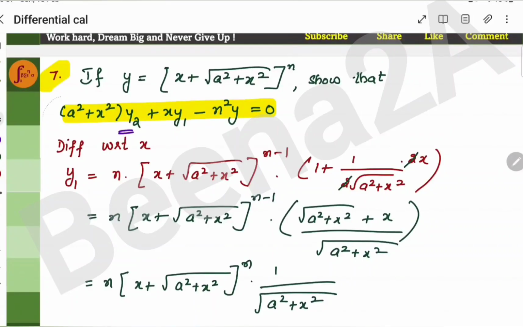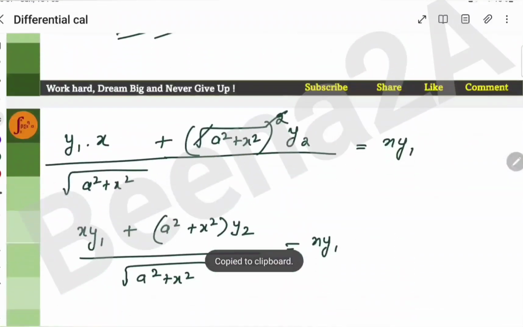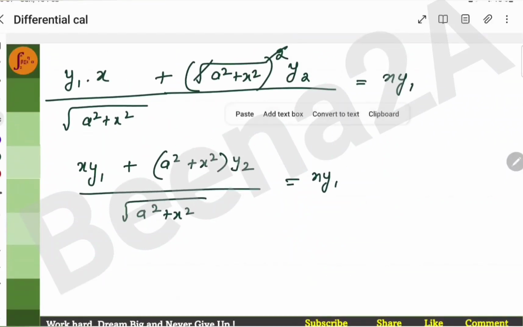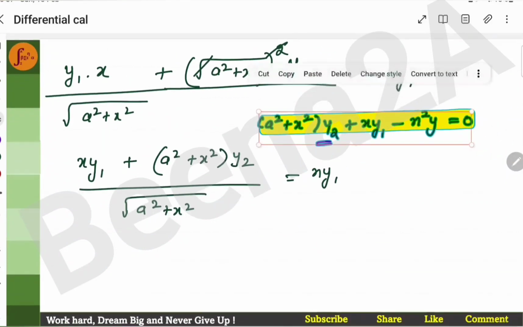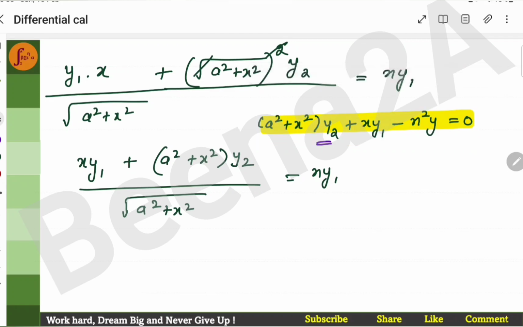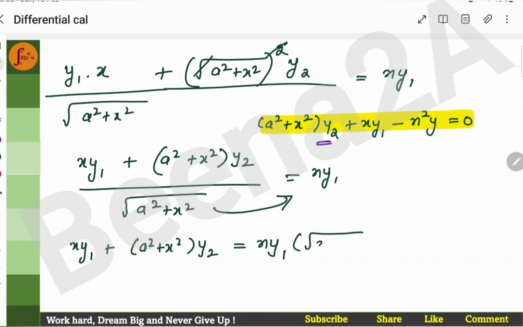Now let's see how we should get the expression. We have to prove this. Let's see what are the common terms we have got. This is the expression. Okay, we got a square plus x square and y2. We have xy1. We have to get n square y. So we'll shift this here. So I'll get xy1 plus a square plus x square into y2 is equal to ny1 into root of a square plus x square. So I should get y here.